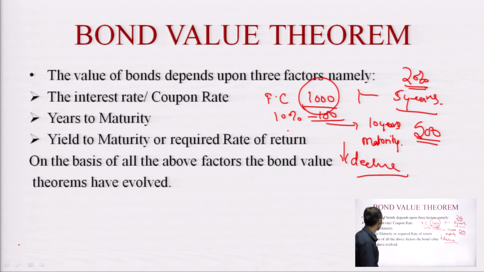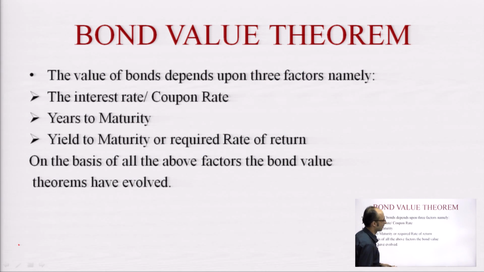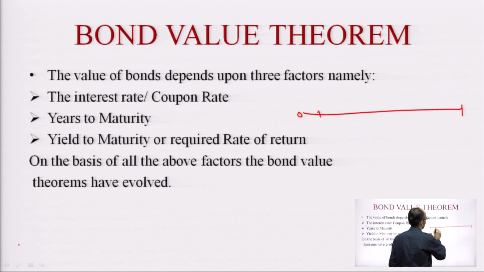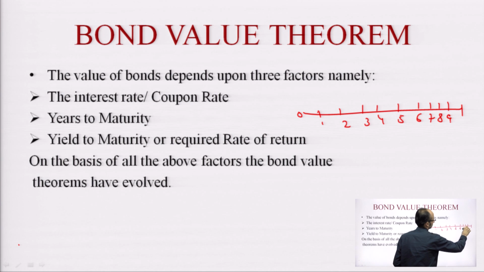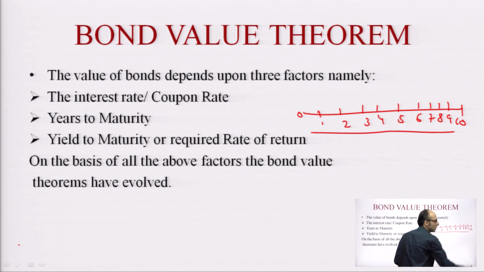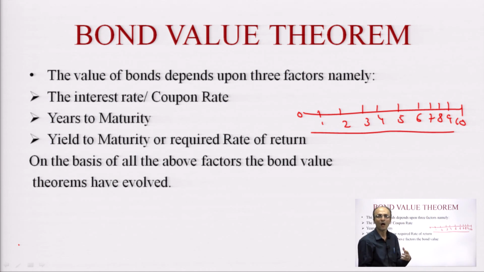Now, the second point is years to maturity. Now, how do years to maturity affect the value of the bond? Years to maturity means the duration of the bond. The duration of the bond, say suppose if I say a bond is of 10 years, so on the timeline you can divide these 10 years like this. Now, as the time to maturity decreases, the value of the bond will also decrease or increase depending on how much time there is for the bond to reach maturity.